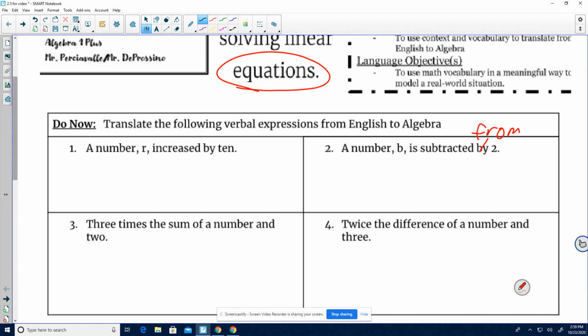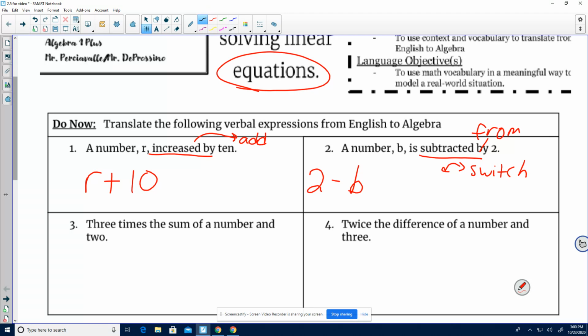All right, so let's review Unit 1. Translate the following verbal expressions from English to algebra. So a number r increased by 10. Recall that increased by means addition. We're going to add. So r increased by 10 is going to translate to r plus 10. Number 2, a number b is subtracted from 2. This should say from, not by. Remember, when we see subtracted from, we need to switch the order. So subtracted from is going to be 2 minus b, not b minus 2.